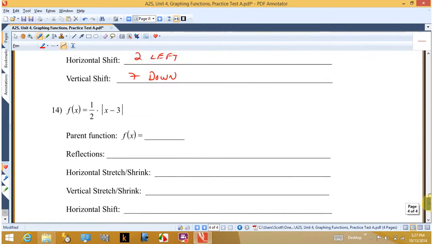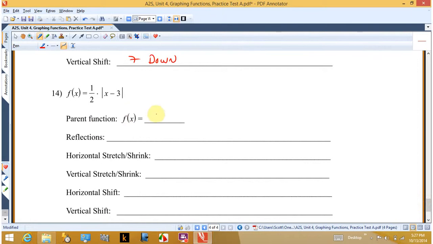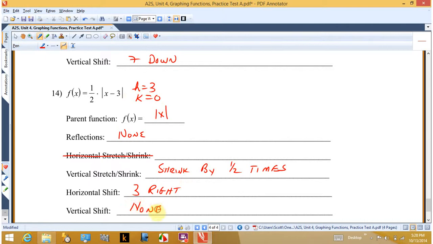And I think the last problem, finally, the parent function would be the absolute value of x. The reflection, there is no negative, so there is none. Horizontal stretch or shrink, no, we're not going to have any of those. Vertical stretch or shrink, this is a 1/2. That means it's going to shrink. So it's a shrink by 1/2 times. The horizontal shift, that would be the h, and here we have h is equal to 3, so this would be 3 to the right. And the vertical shift would be k. Well, there isn't any k, so there is not going to be any vertical shift. Good luck on the test.